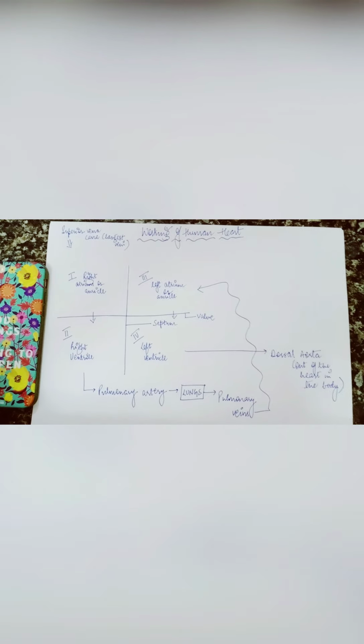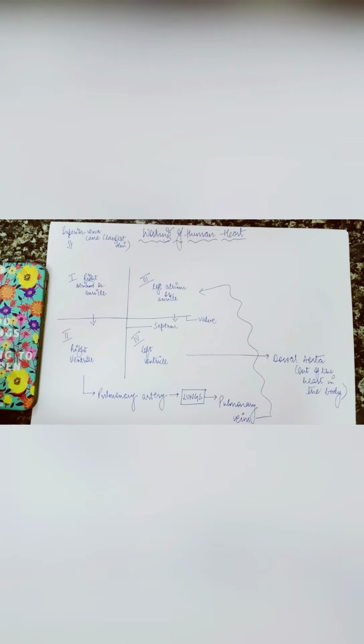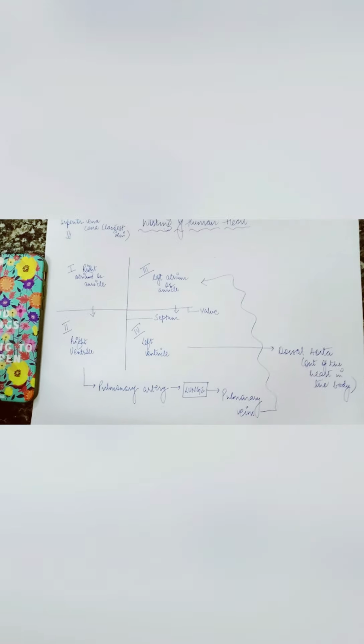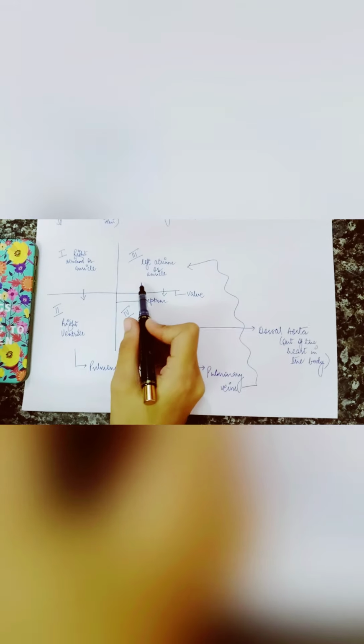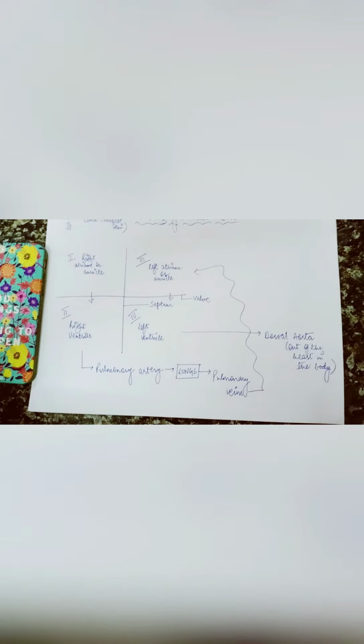Right, children. In this video, you'll learn about the working of the human heart. The heart is a conical muscular organ, the size of your fist. The heart is a two-sided, four-chambered pump. The upper two chambers are called atria or auricles, and the lower chambers are called ventricles. The right and left sides of the heart are completely separated by a muscular partition called the septum.